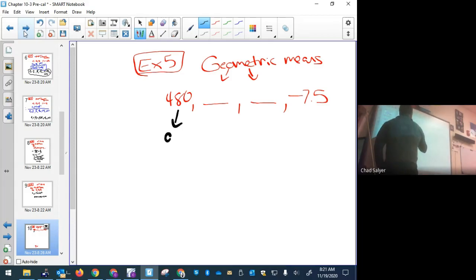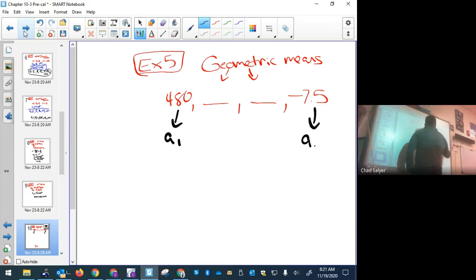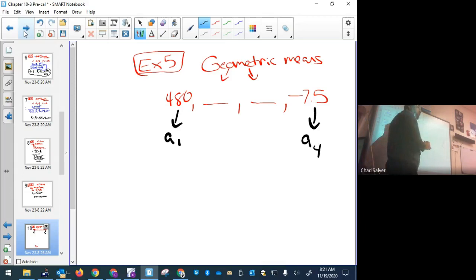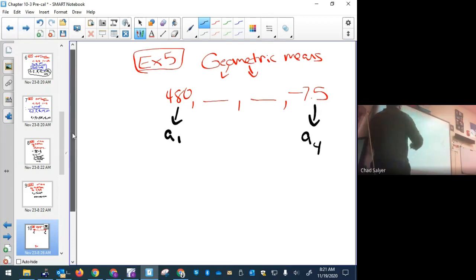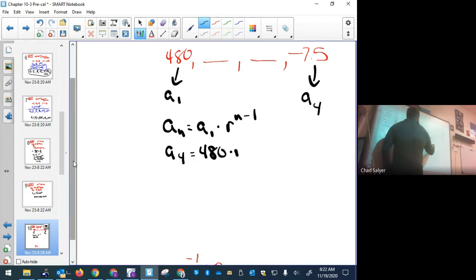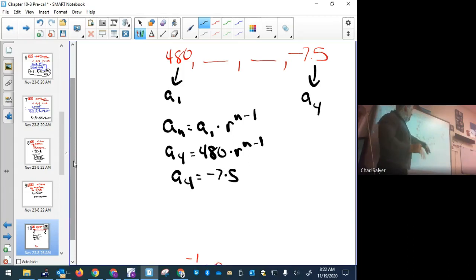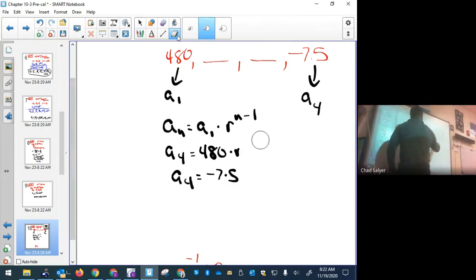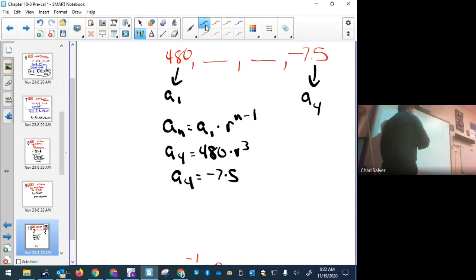But I know this would be my a sub 1, and this would be my a sub 4 because of 2, 3, 4. It's the 4th term. If I had a different number of blanks here, this would be a different subscript. So I need to find r. I know a sub n equals a sub 1 times r to the n minus 1 power. So a sub 4 equals 480 times r to the n minus 1 power. And I also know that a sub 4 equals negative 7.5. So I can set these 2 values equal, and n minus 1 in this case is 4 minus 1, or 3.